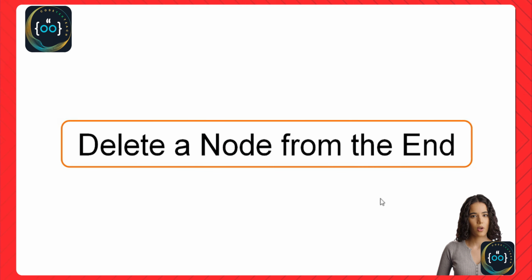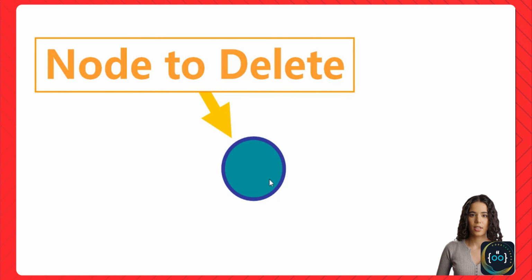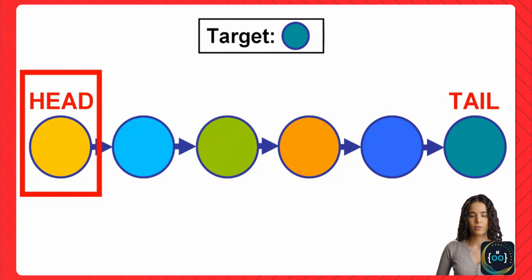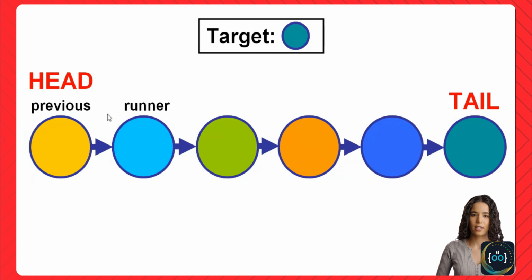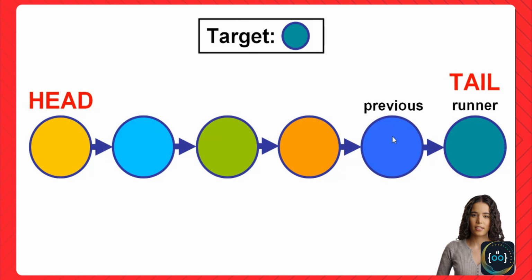Welcome back. Finally, we have to consider how we can delete a node from the end of the linked list. If this is the node that we want to delete, we see that it is at the very end of the data structure. It is the tail. So we will need to use the concepts of previous and runner again. We will update them as we move through the linked list until we reach the tail.